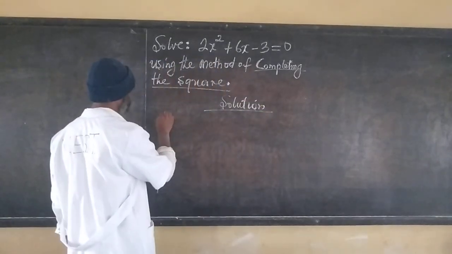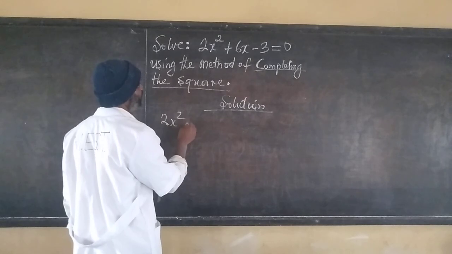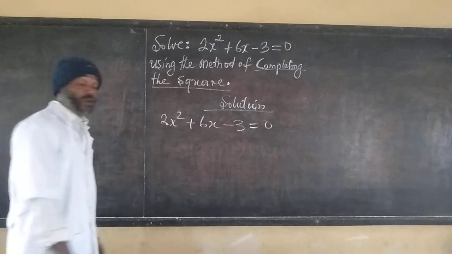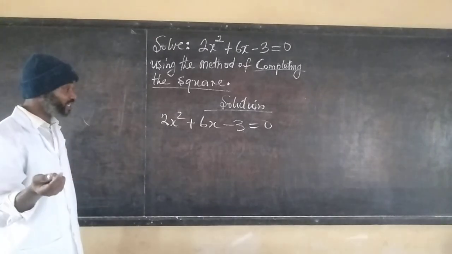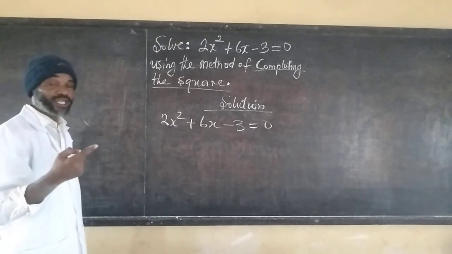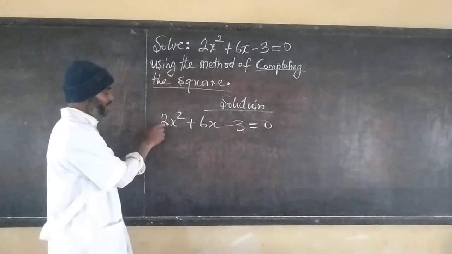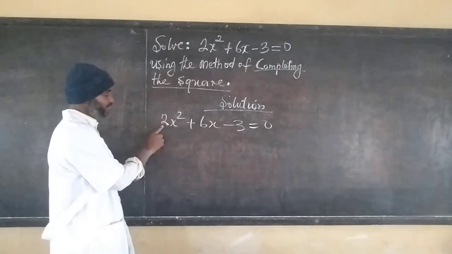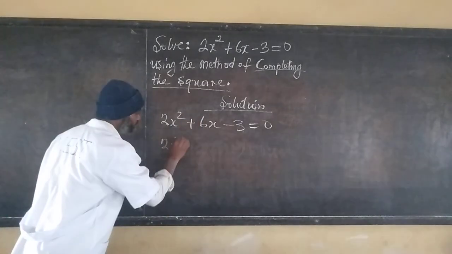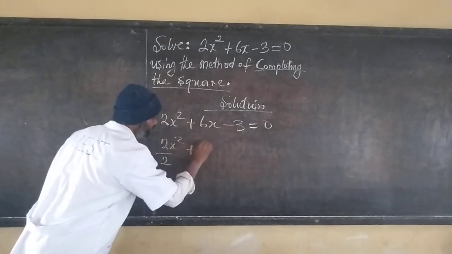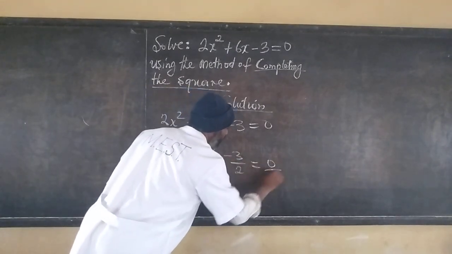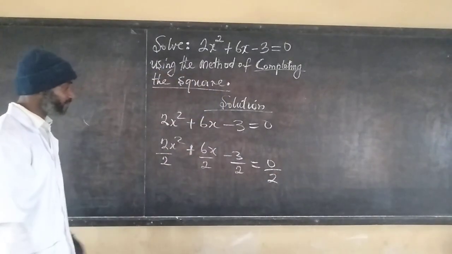Write down the question first: 2x squared plus 6x minus 3 equals 0. The first step in solving a quadratic equation using the completing the square method is to divide through by the coefficient of x squared, and the coefficient of x squared is 2. So we divide through: 2x squared over 2, 6x over 2, minus 3 over 2, equals 0 over 2. Divide through, that's the first thing.